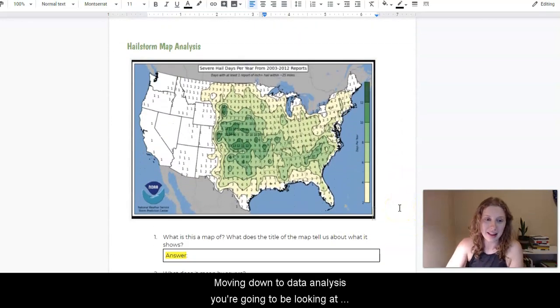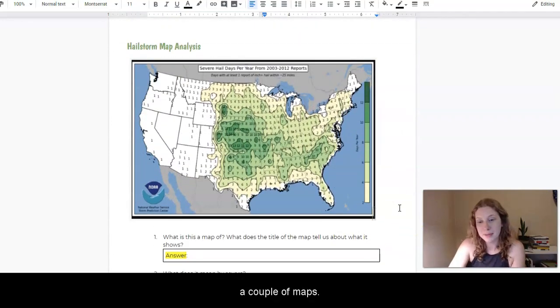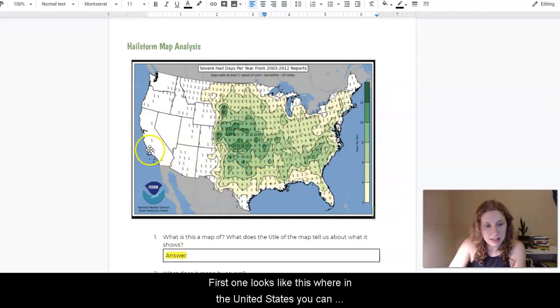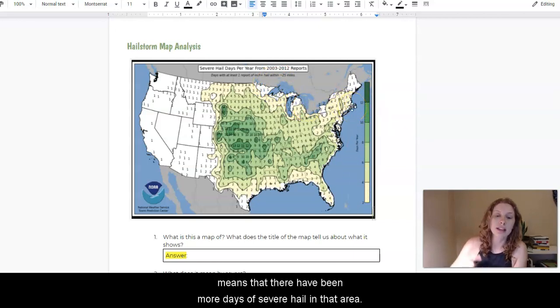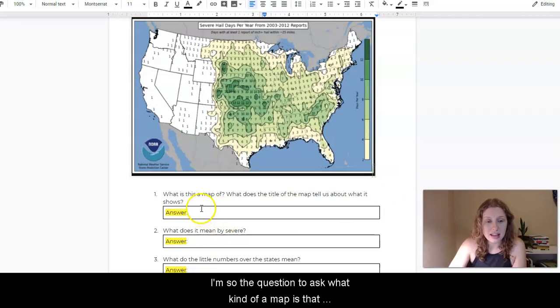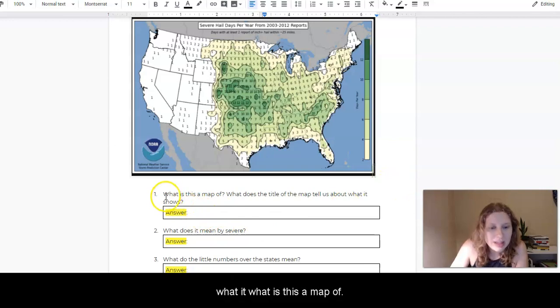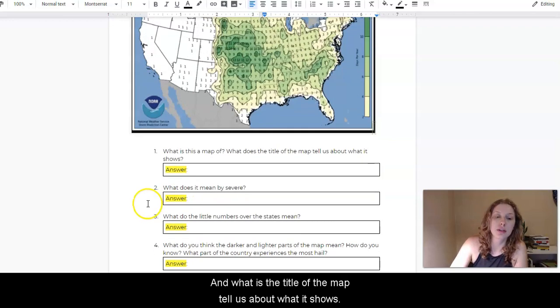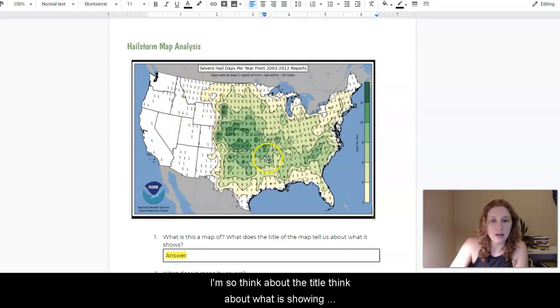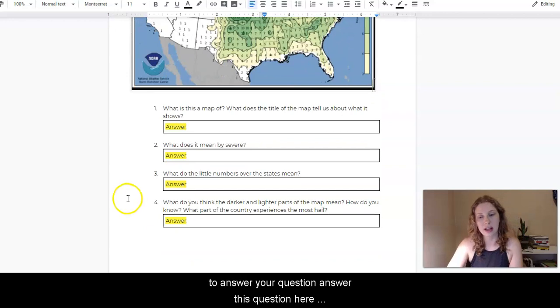Moving down to data analysis, you're going to be looking at a couple of maps. The first one looks like this. We're in the United States, you can see, and we're looking at the number of severe hail days per year from 2003 to 2012. Okay, so the darker green means that there have been more days of severe hail in that area. So the questions ask what kind of a map is that, or what is this a map of? And what does the title of the map tell us about what it shows? So think about the title, think about what it's showing to answer this question here.